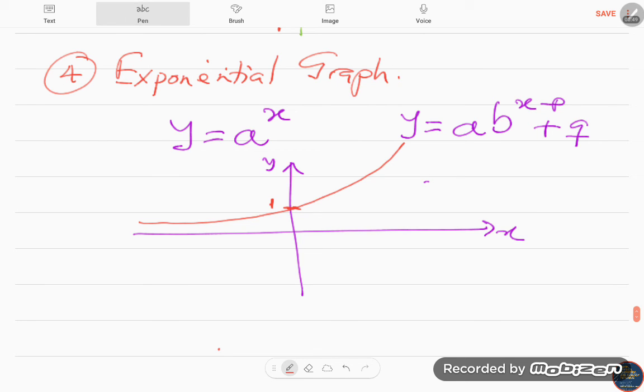Like that. Thank you very much, ladies and gentlemen. These are the basic graphs that we're going to be using for all other transformations that we're going to be looking at in later videos.